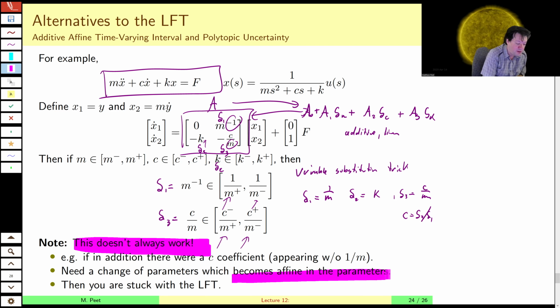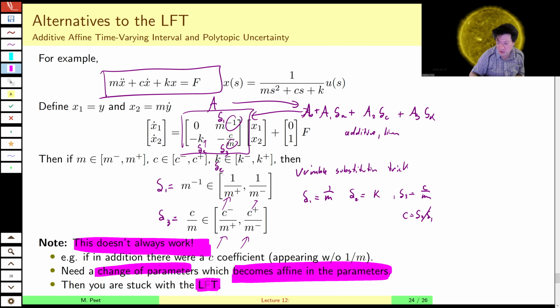So it's affine in the parameters. We've done a variable substitution, a change of parameters, which has become affine in those parameters. If you can't do this, go back to the LFT. There's no alternative. However, in this case, we can actually get slightly more accurate results by doing this variable substitution trick.